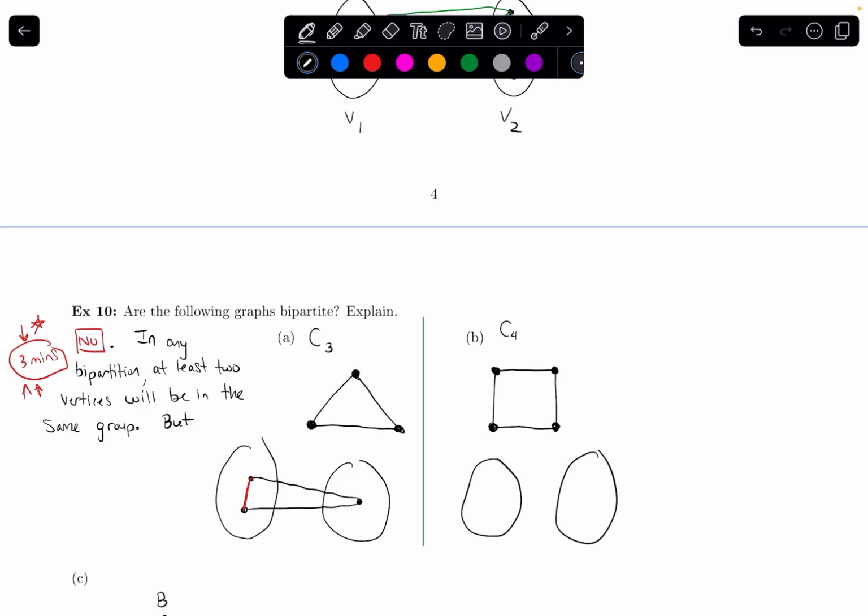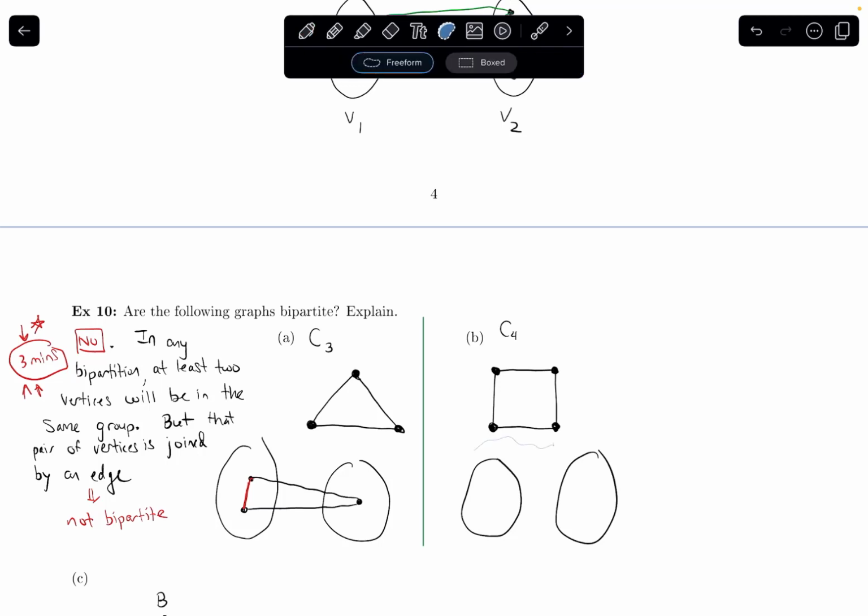That pair of vertices will be joined with an edge. So in this graph here, every pair of vertices is joined with an edge. Just because that's how this graph looks, any pair of vertices is joined by an edge in this graph. So as a result, this is not bipartite, because this is giving me this problematic edge. This is not bipartite. Okay, what about C4?